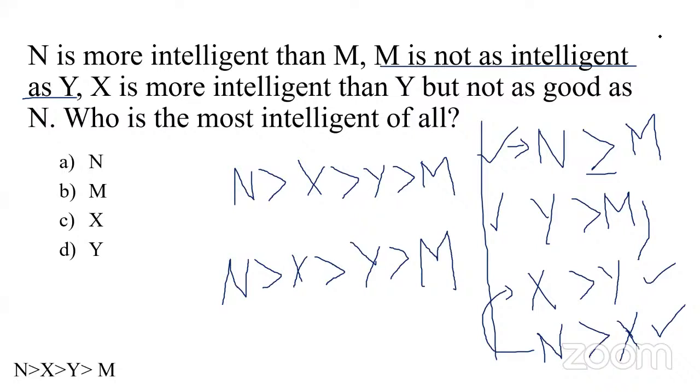Can I tell the order, ma'am? Yes, you can tell the order. Ma'am, the least intelligent is M, and next is Y, and next is X, and the most intelligent is N. Yes, good. Very good, I'm clapping my hands for you. Okay, good.